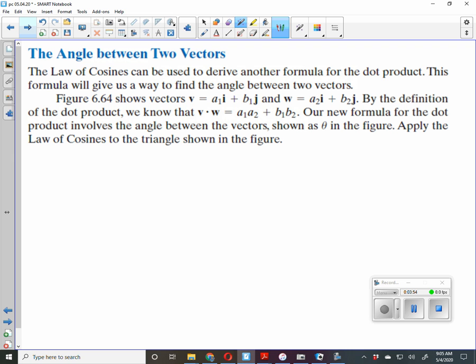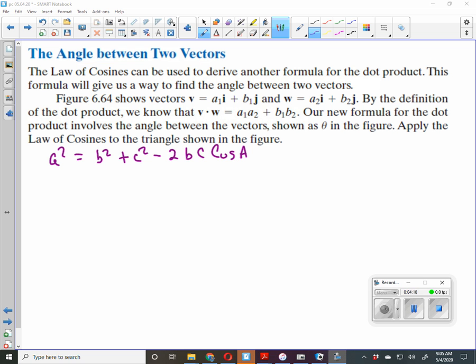All right, now this is where it gets a little more fun, I think. The angle between the vectors. The law of cosines can be used to derive another formula for the dot product. This formula will give us a way to find the angle between the vectors. That's what we're looking for right now. All right, so I'm going to start out. Let me just write down the law of cosines.